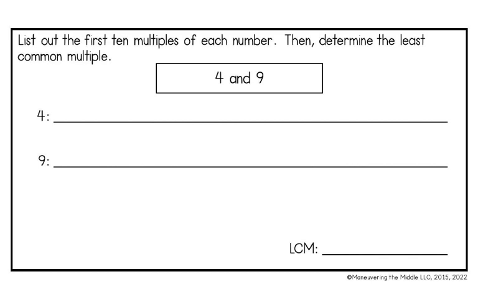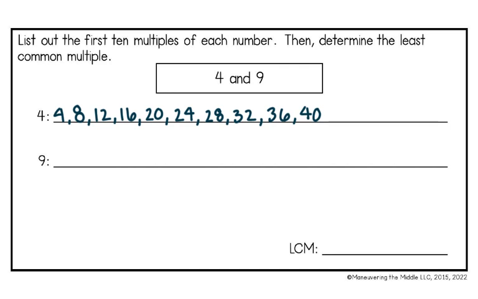So we have 2 numbers, 4 and 9, and we're going to list the first 10 multiples of each number. So 1 times 4 is 4. 4 times 2 is 8. 4 times 3 is 12. 4 times 4 is 16. 4 times 5 is 20. 4 times 6 is 24. 4 times 7 is 28. 4 times 8 is 32. 4 times 9 is 36, and 4 times 10 is 40.